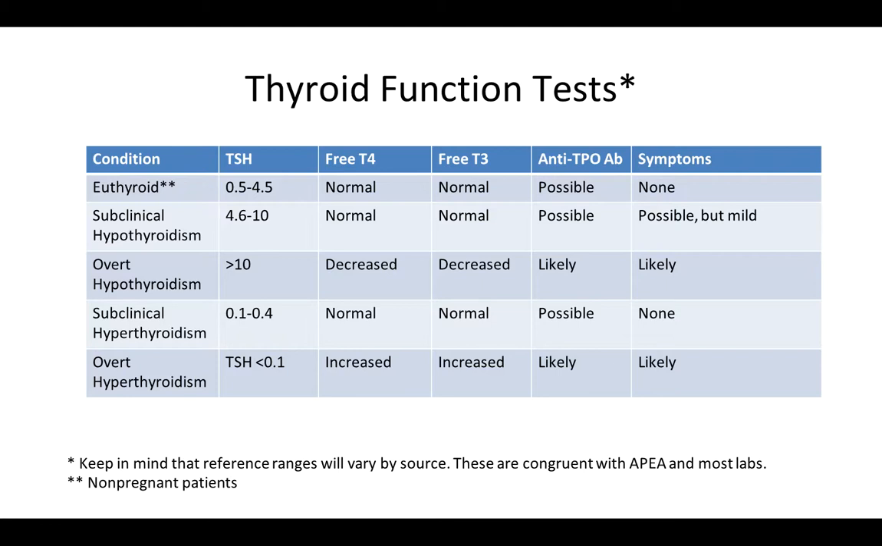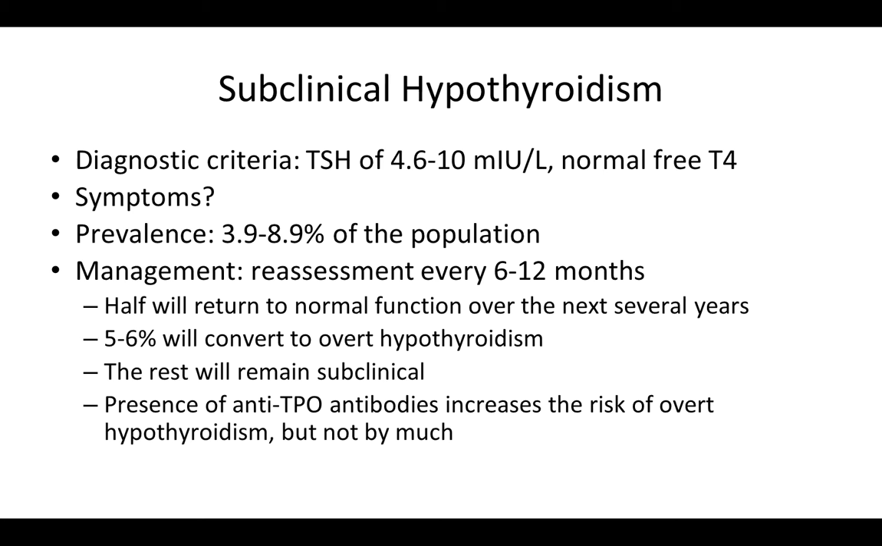In order to diagnose overt hyperthyroidism, you're going to go with a TSH under 0.1. Their T3 and T4 free levels will be high, and they are likely to have symptoms. And then just as one more comment, we have a much narrower range for thyroid function in pregnancy. So all these values are for patients who are not pregnant because we are a little bit tighter with our ranges for patients who are pregnant. Okay.